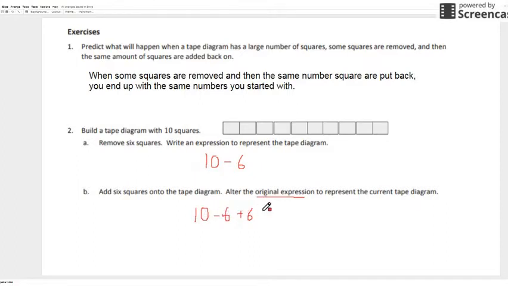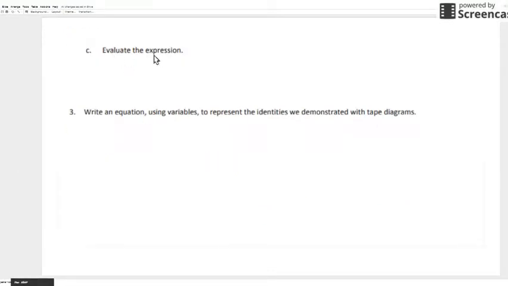All right, so if you look at the next part C, it says evaluate the expression. Let's first rewrite what we have. The expression we have is 10. The first thing we did was we subtracted 6, or removed 6, and then we added 6 of them back, or put 6 of them back in. Well, what happened? We did this first part, we went this direction. That would give us 4, right? And then we added 6 of them, and this would give us 10. And of course, we ended up with the original.